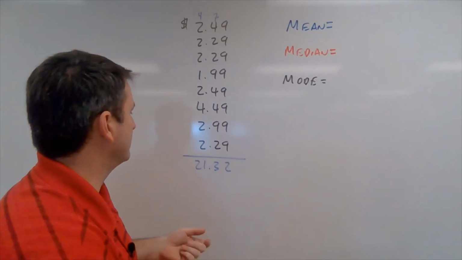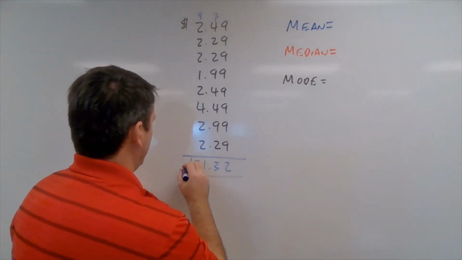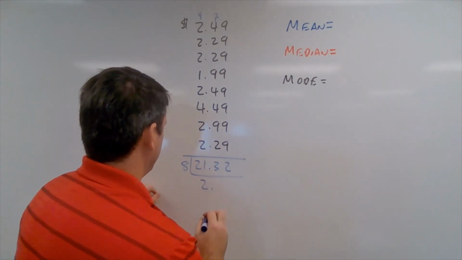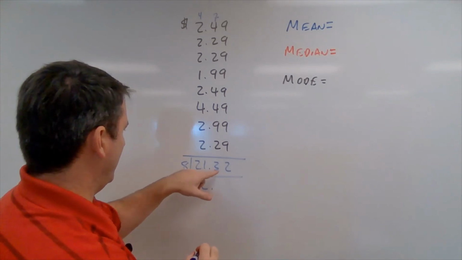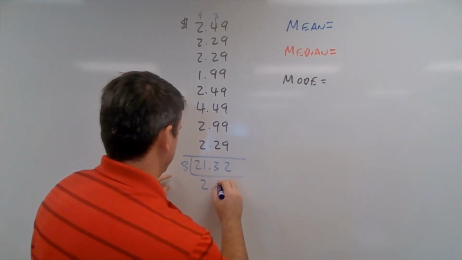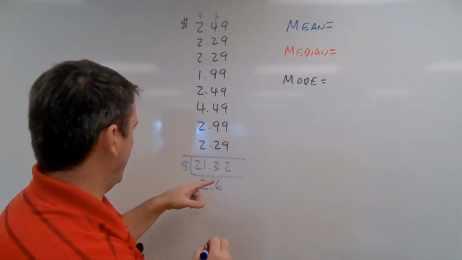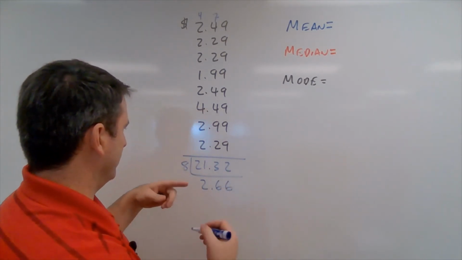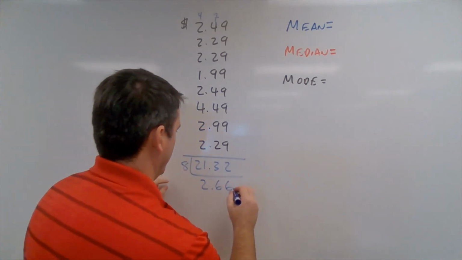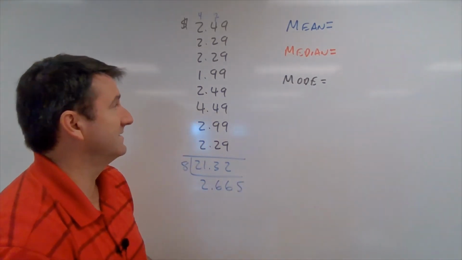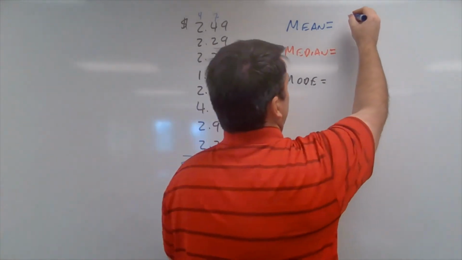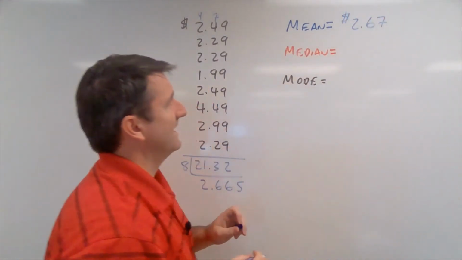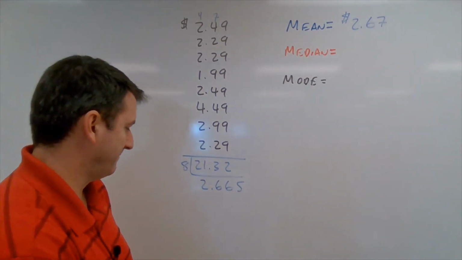So all of these together is $21.32. If we divide that by 8, 8 goes into 21 twice with the remainder of 5. So 53, 8 goes into 53 6 times, the remainder of 5. 52 also 6 times with the remainder of 4, and 40, that would be 5. So 2.665. So our mean is going to be $2.67, rounded to the nearest cent.